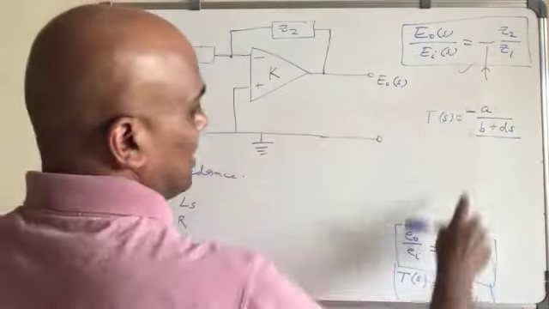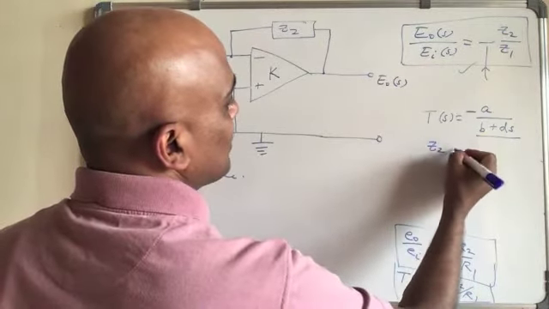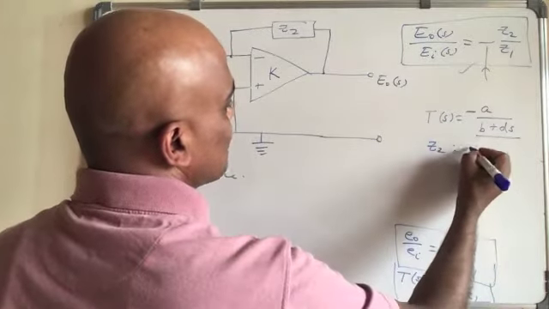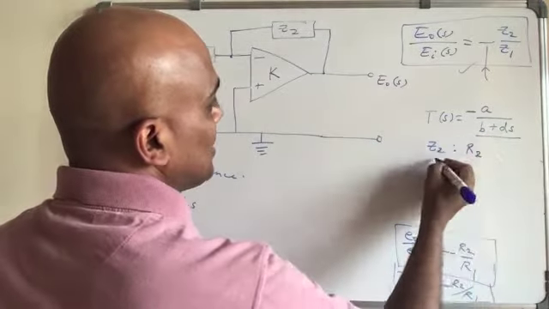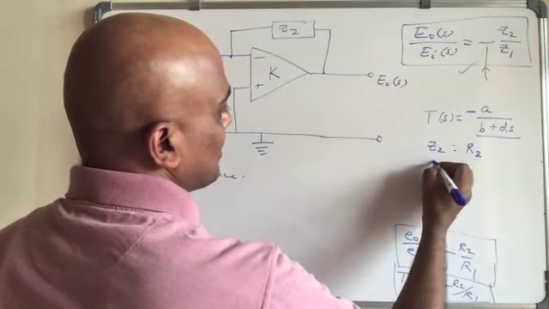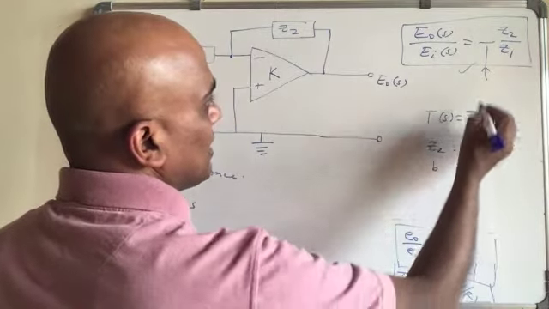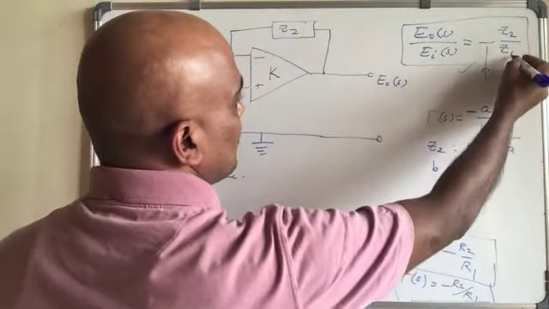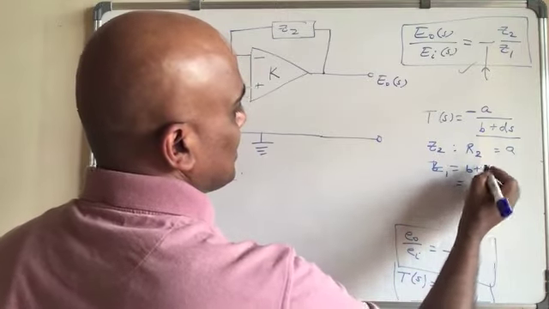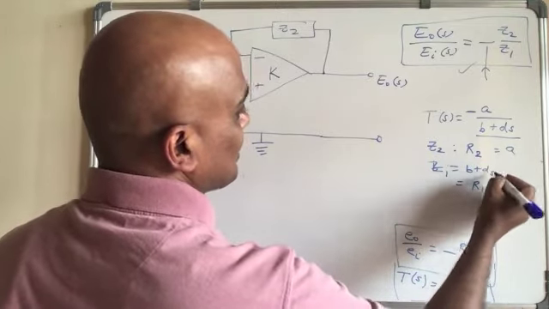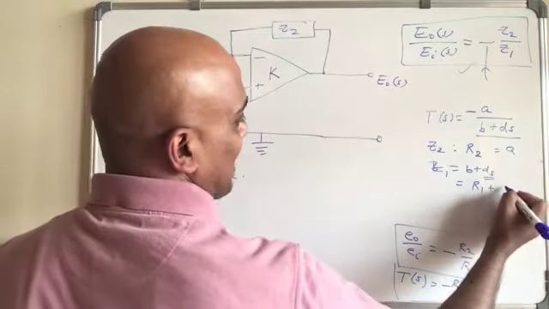Then since Z2 comes in the numerator, Z2 we have as a real number. So we can write R2, and this is A basically, right? And here Z1 equal to B plus DS, you can have R1 here plus D times S, that is LS. So you can write LS.